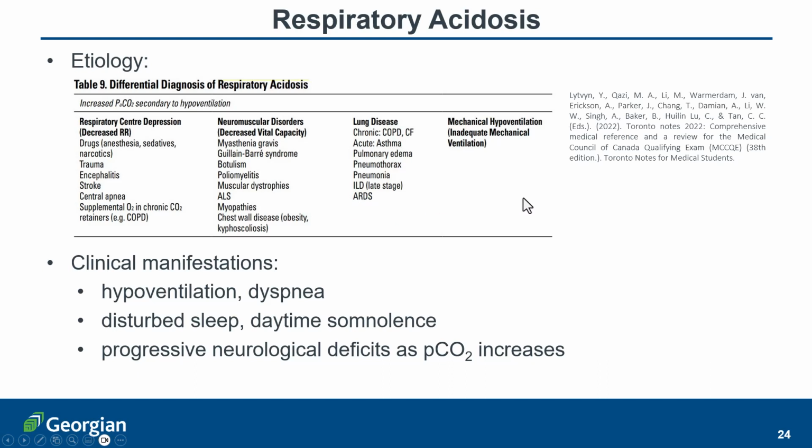Other causes of respiratory acidosis could include pulmonary edema, pneumothorax, pneumonia, and ARDS, or acute respiratory distress syndrome. What are the clinical manifestations of respiratory acidosis? It's hypoventilation is the main clinical manifestation, resulting in the buildup of CO2, and respiratory acidosis. Dyspnea might occur as well. The remaining clinical manifestations are less specific. They include sleep disturbances and daytime somnolence, as well as progressive neurological deficits as the CO2 builds up in the brain. The acidity is going to affect neurological functioning.